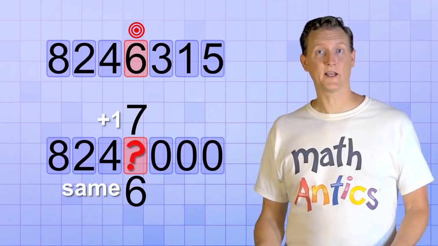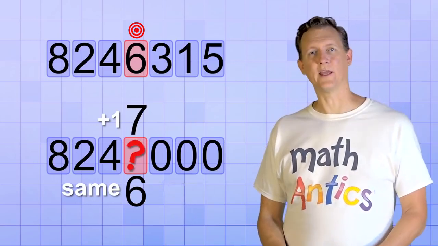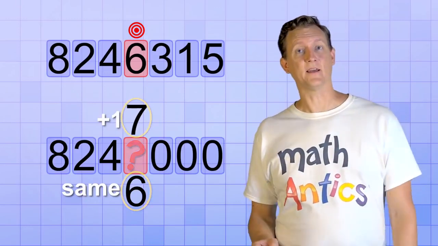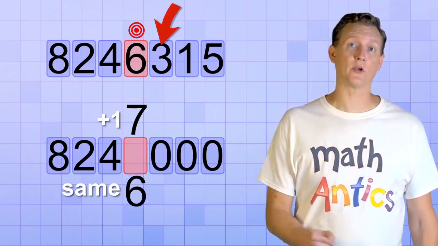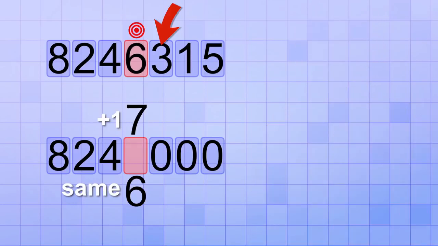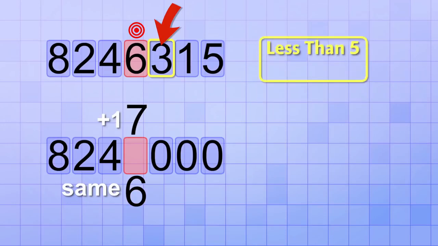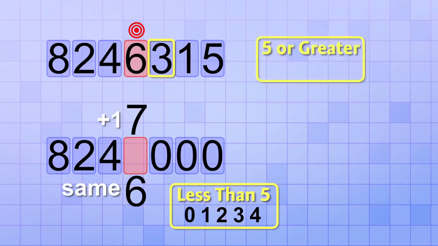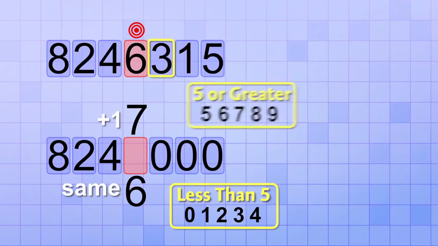Alright, but how do we decide which to do? How do we know if we keep the target digit the same or increase it by 1? The key is to look at the digit in the next smaller number place, the digit that's just to the right of the target digit. If that digit is less than 5, in other words, if it's a 0, 1, 2, 3, or 4, then we'll leave the target digit the same in the rounded version. But if the digit is a 5 or greater, 5, 6, 7, 8, or 9, then we'll increase the target digit by 1.